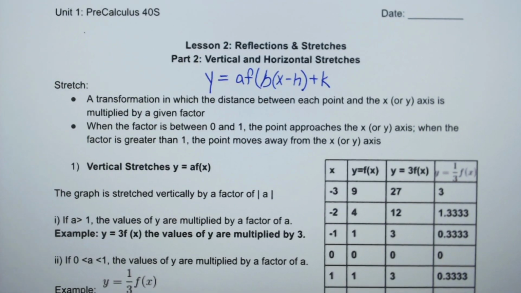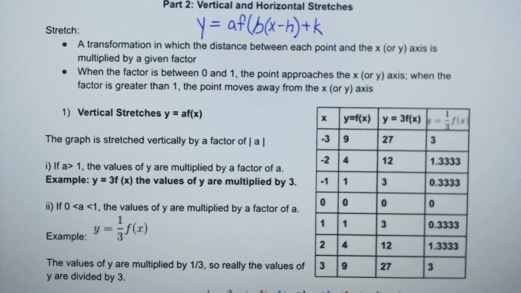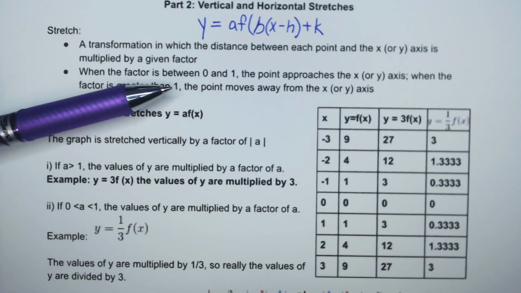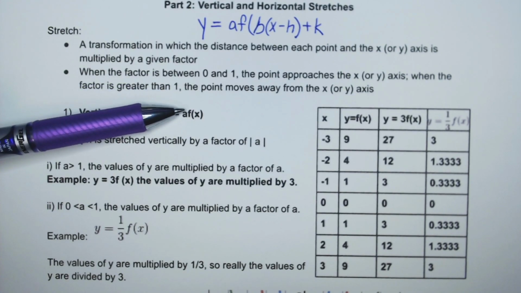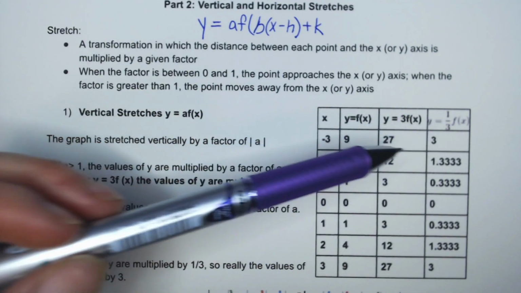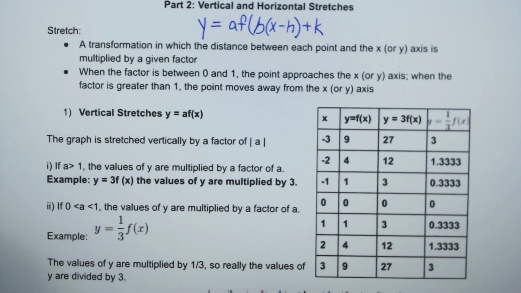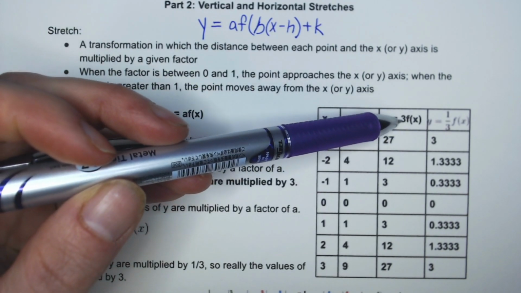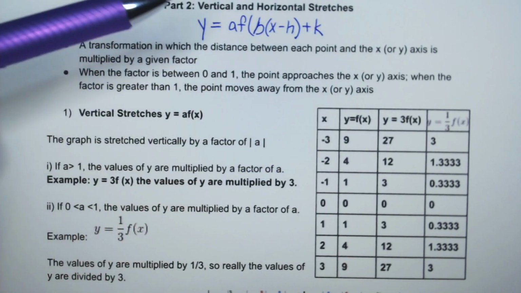So if you look at your notes, you can see here we have an explanation of the vertical stretches. This is when y is equal to a times f of x. So on the right here, I made a table of values to reflect the graphs that are a little bit lower down. So the graph is stretched vertically by a factor of a. That means that whatever the x values are, the value of a is going to affect the y values.